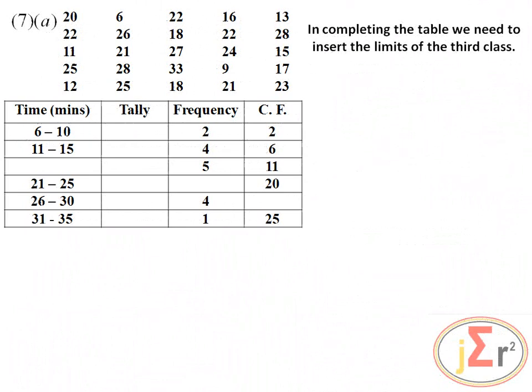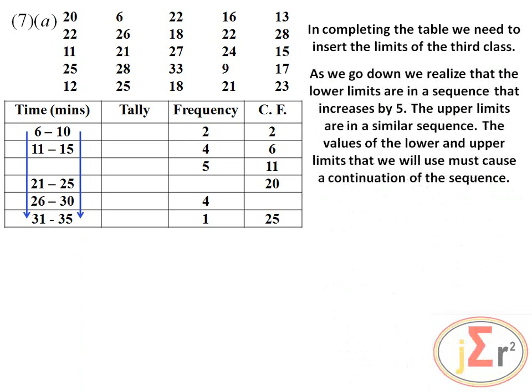We need to complete the table with cumulative frequency, and also the lower and upper limits of the time that is given in minutes. As we go down, we realize that the lower limits are in a sequence that increases by 5. The upper limits are in a similar sequence. The values of the lower and upper limits that we will use must cause a continuation of the sequence. So we have a sequence. Whatever we use here must cause a continuation of the sequence.